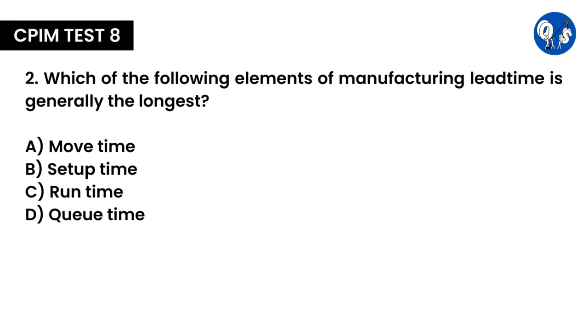Question number 2. Which of the following elements of manufacturing lead time is generally the longest? A. Move time. B. Setup time. C. Run time. D. Queue time. Here the correct answer is D.